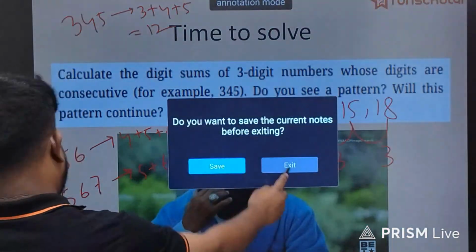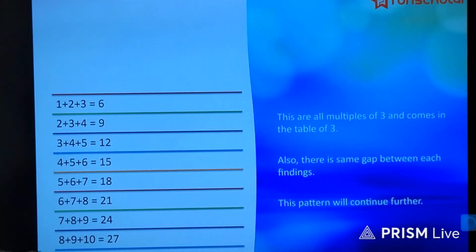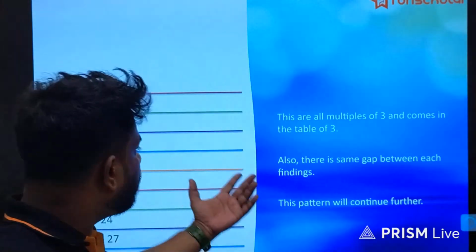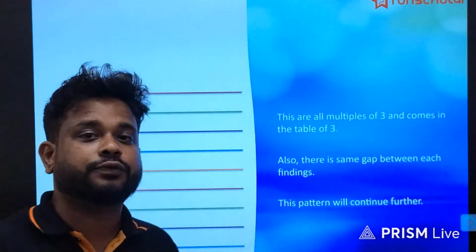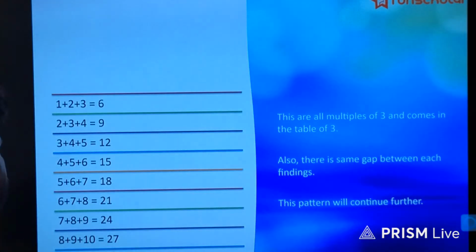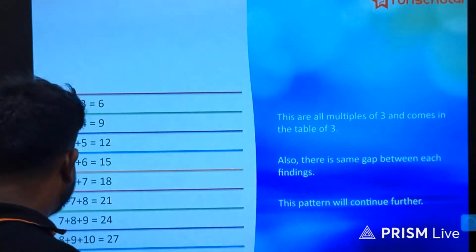Okay. Next. Yes, the explanation will be like this. And these are all multiples of 3 and come in the table of 3. Obviously, there is also a gap between each of the findings. This pattern will continue further.